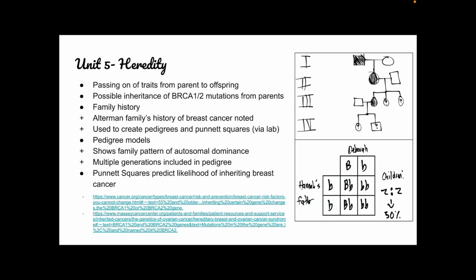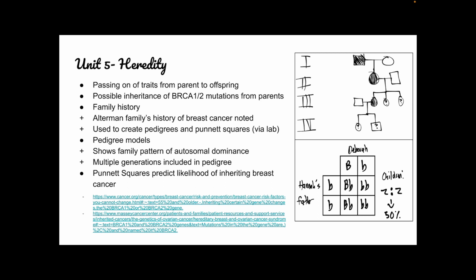Unit 5 was about heredity. In this unit, we learned about the passing on of traits from parent to offspring. In this lab, we learned about the possible inheritance of the BRCA1 and or 2 mutations from parents. We also learned about family history. In the lab, the Alterman family's history of breast cancer was noted, and this was used to create pedigrees and Punnett squares, as shown to the right.